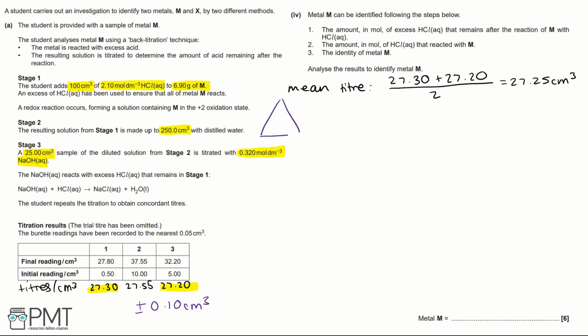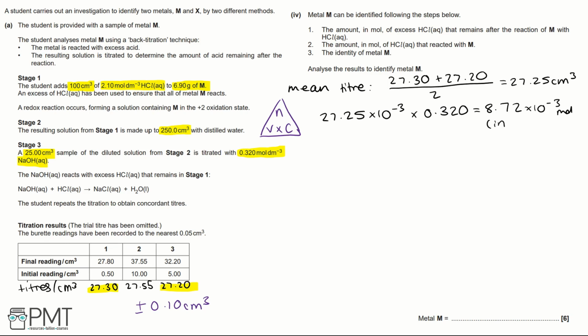So now we're going to use an equation triangle. The equation triangle we're going to use is the number of moles is equal to volume times concentration. And what we're going to do is work out the number of moles of sodium hydroxide. So we've got its concentration and we've got its volume, which is the mean titer, so we can work out moles. So we're going to do 27.25 times 10 to the negative 3, because we convert centimetres cubed into decimetres cubed, and then multiplied by 0.320, which is the concentration of sodium hydroxide. And that equals 8.72 times 10 to the negative 3 moles.